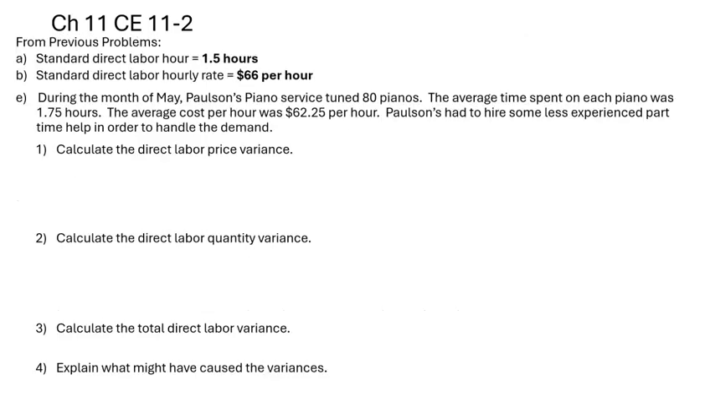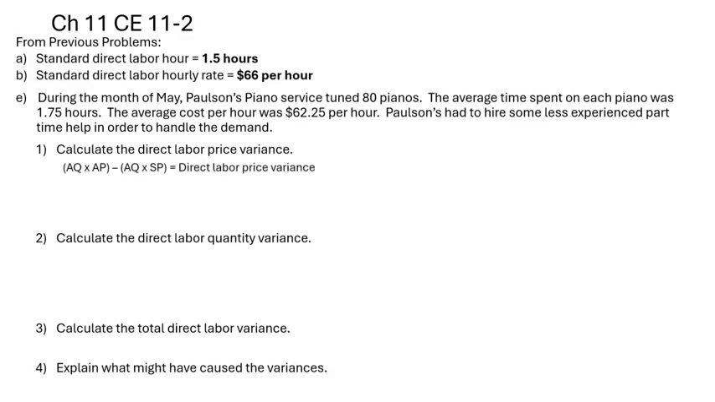Now we'll go to that question E. It says during the month of May, Paulson's piano service tuned 80 pianos. The average time spent on each piano was 1.75 hours. The average cost per hour was $62.25 per hour. Paulson's had to hire someone less experienced part-time in order to help handle the demand. So they had more than the regular people can handle, so they hired a part-time worker that was less experienced. So we're going to calculate the direct labor price variance, the direct labor quantity variance, then the total direct labor variance, and talk about any explanations.